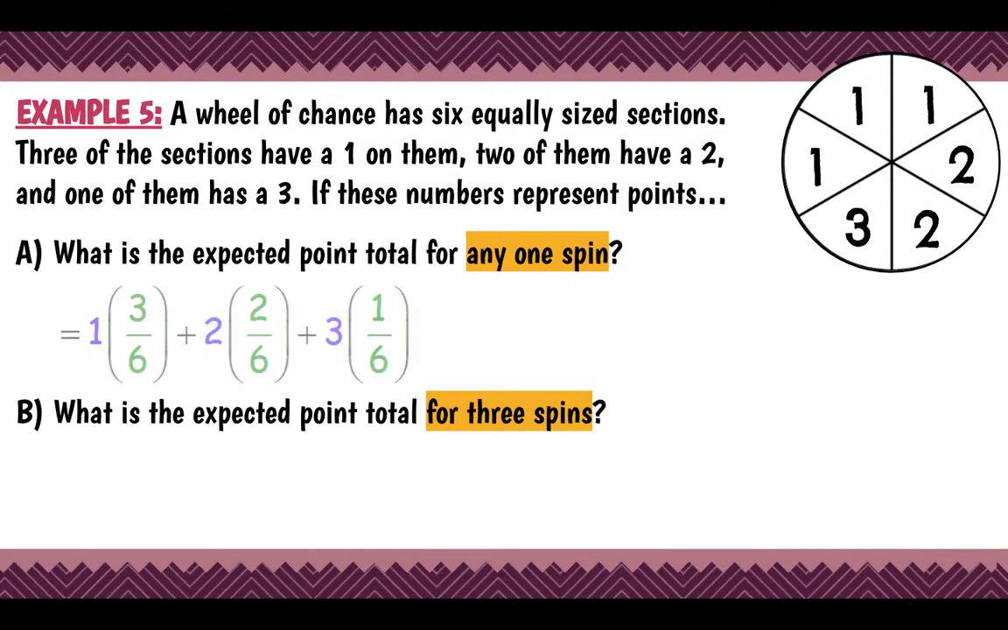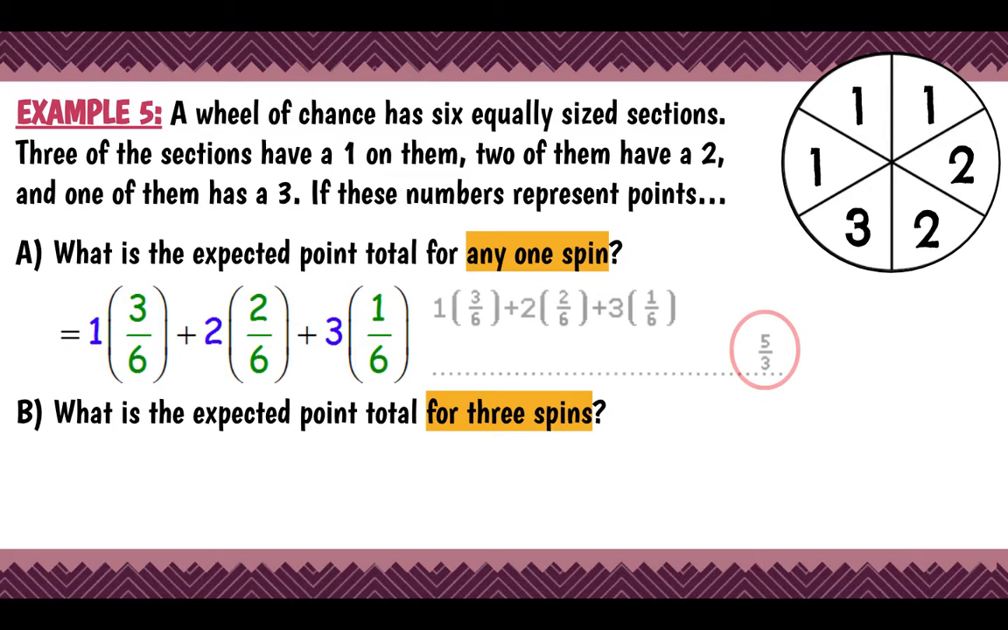All right, expected point total. So notice you have 3 outcomes. I can land on a 1, I can land on a 2, or I could land on a 3. Notice the outcomes of each one of those. There's a 3 out of 6 chance I'm going to get a 1, a 2 out of 6 chance I'm going to land on a 2, and a 1 out of 6 chance I'm going to land on a 3, hopefully giving me a 5 divided by 3.